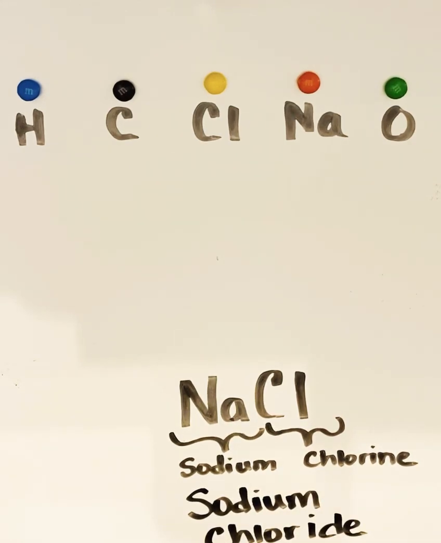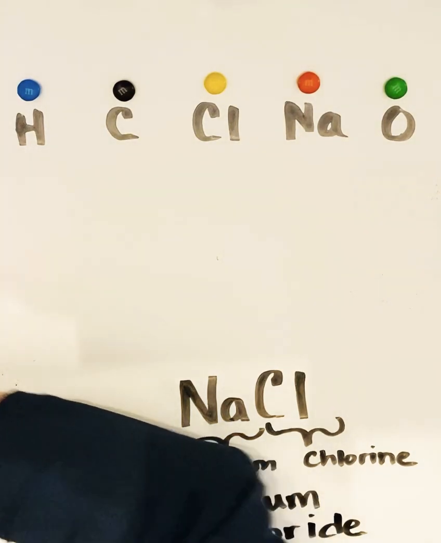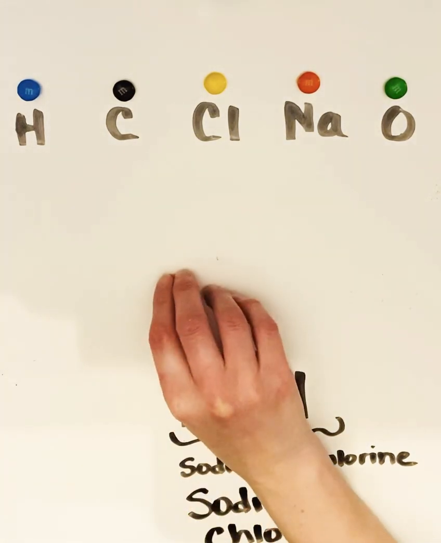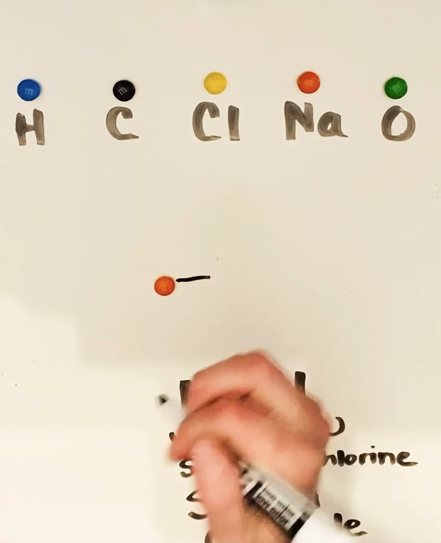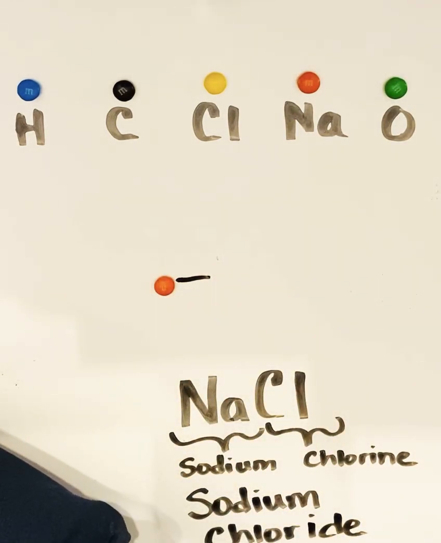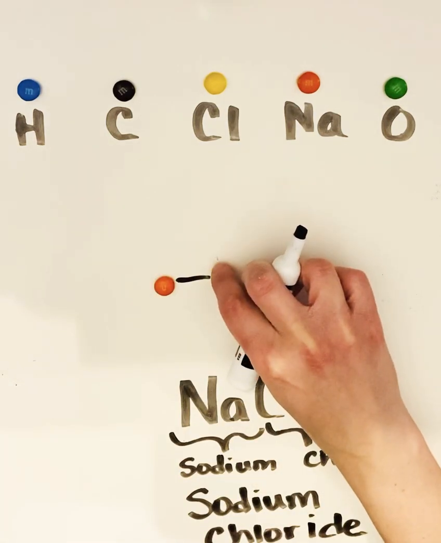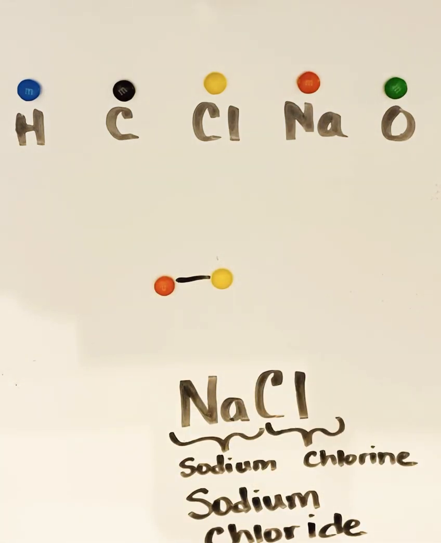So I would need 1 sodium, which I'm representing as orange. And then I'm going to draw my little line here to represent my chemical bond. And I would need 1 chlorine, I'm using a yellow M&M to represent chlorine. Okay, so that's my sodium chloride molecule.